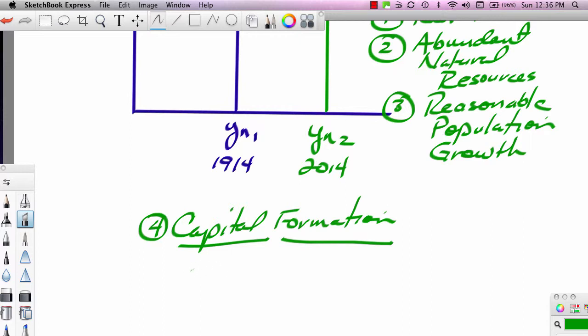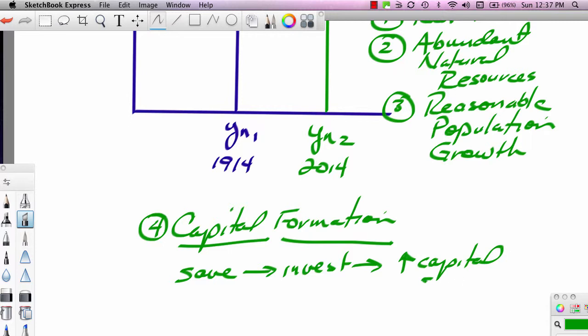So nations that can save and don't have to consume all of their output can invest, and nations that can invest can increase their capital stock. So investment in machinery and buildings and even public investment, highway systems, sewer systems, water drainage systems, could go on and on and on, lighting systems. All of these systems help promote growth. All right, let's keep going here.